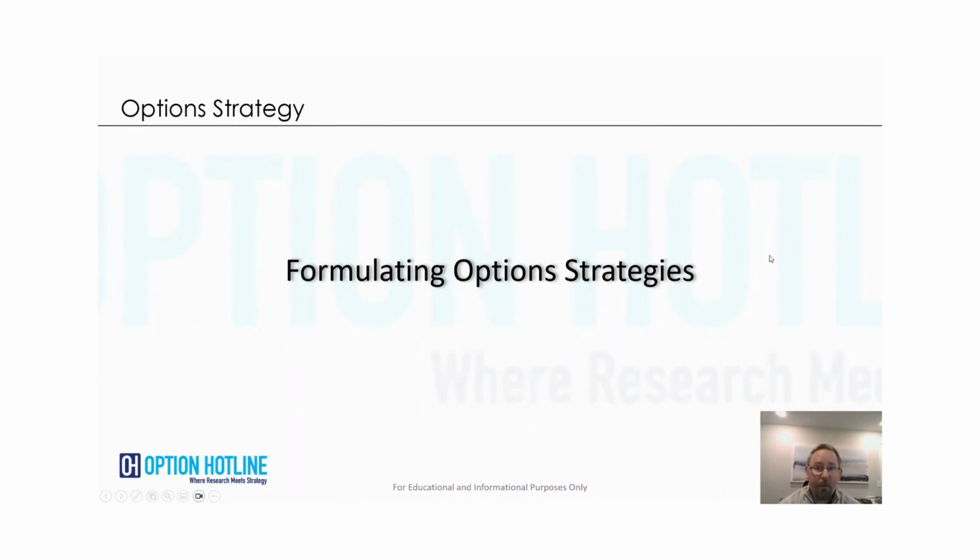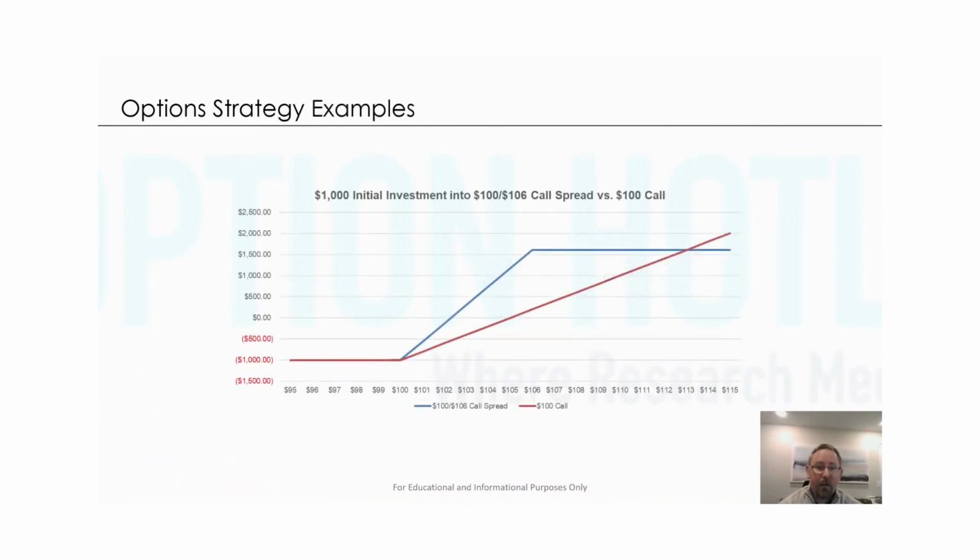We'll talk about formulating option strategies, of course. So there's a great example here. Just a simple call position has a very linear payout where it keeps going higher. Versus a call spread where it peaks at some point and then flattens off. We'll talk about how you can decide between those two types of positions as you go through your strategy and what you're looking to achieve.